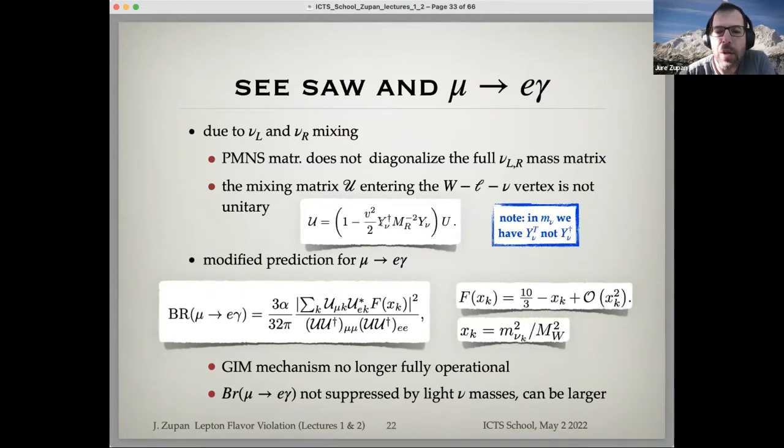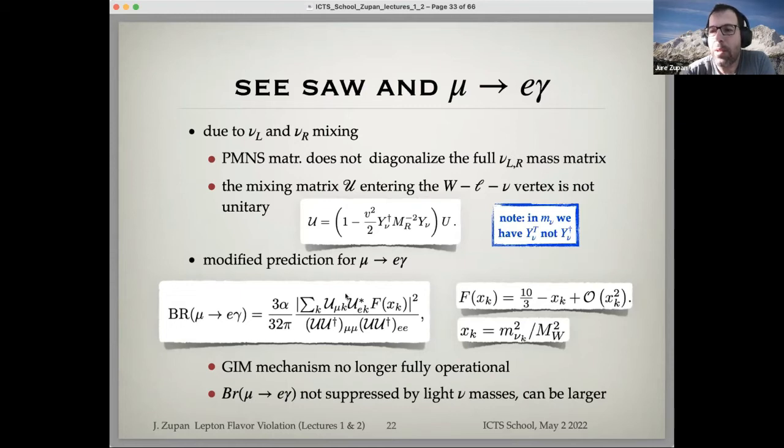So there will be, in principle, a contribution that is not suppressed by the neutrino mass. It still has the structure of Y nu squared. However, you can make the Y nu matrix such that you will have a small Y nu transpose Y nu and a big Y nu dagger Y nu. It's not generic, but you can write a structure like this. So the punchline is the GIM mechanism is no longer fully operational if you have ingredients beyond the standard model.